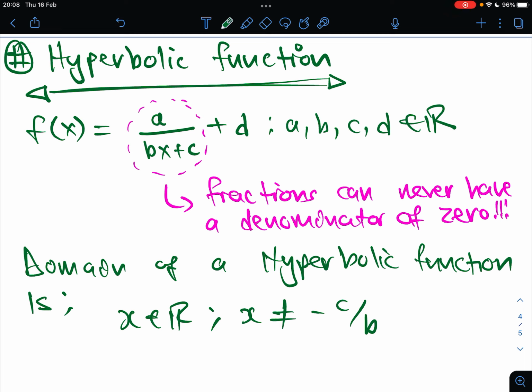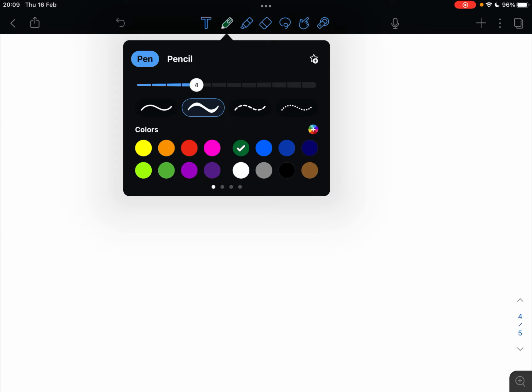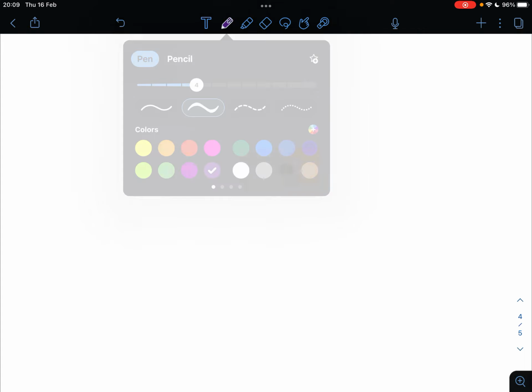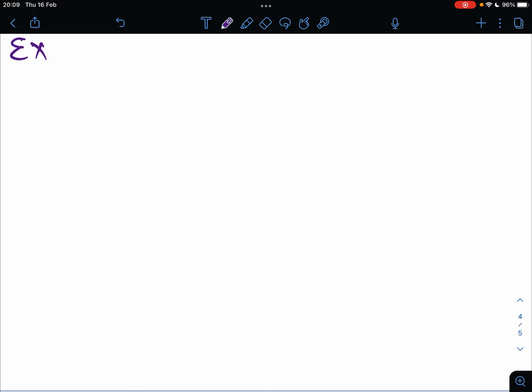You see? So to practice how to find the domain of a hyperbolic function, let's look at a few examples. There are some examples that you can get in an exam, like this one. They can ask you the following question. So it's example 1.